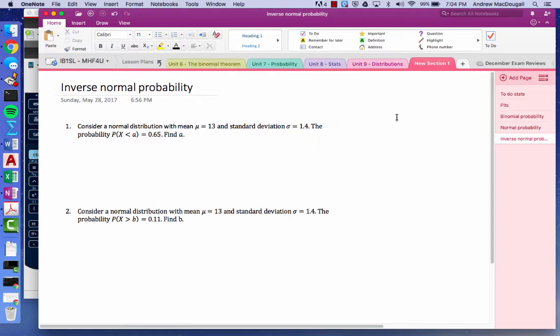So let's look at example 1 on your screen. We have a normal distribution with mean 13 and standard deviation 1.4. And then the last thing it tells us is that for some data value a, the probability that our continuous random variable is less than a is 0.65. So here we know the probability. Using the normal CDF feature on our calculator, we would know a and find a probability. Here we have the opposite. We have a probability, 0.65, and we need to find the value of a that gives us that probability.